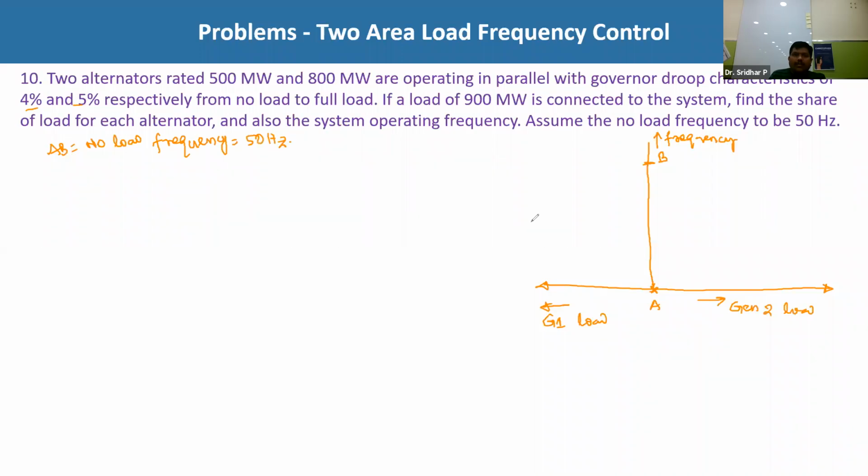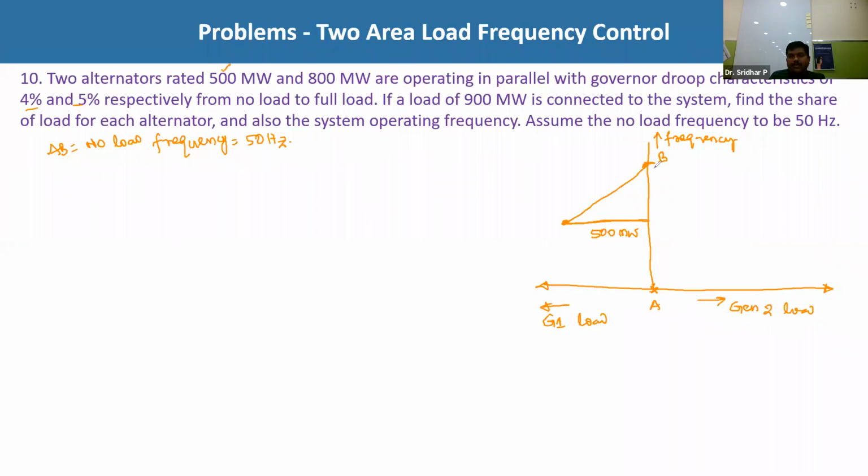Right. Now, the slope of generator 1 is 4%, so the slope of this generator may be like this. This is 4% from the no load point to full load. Now, if this point is full load, what about this point here? This point is nothing but the 500 megawatts, because the full load capacity of generator 1 is 500 megawatts.